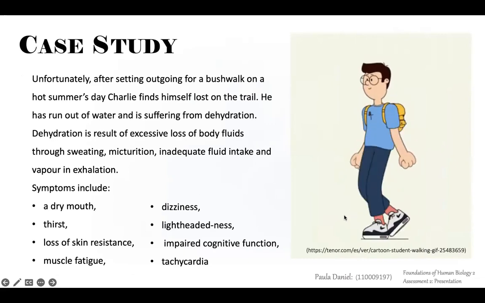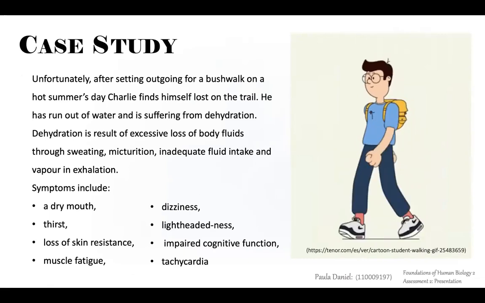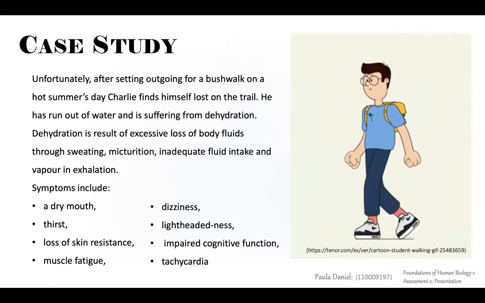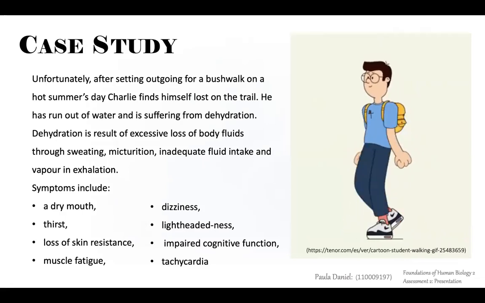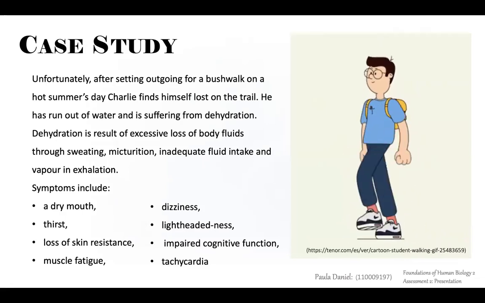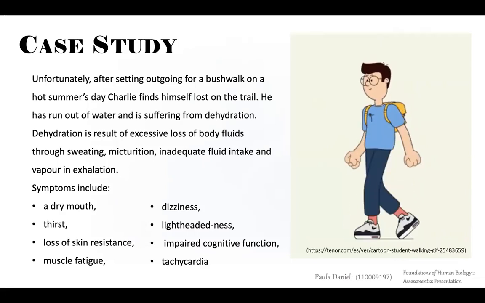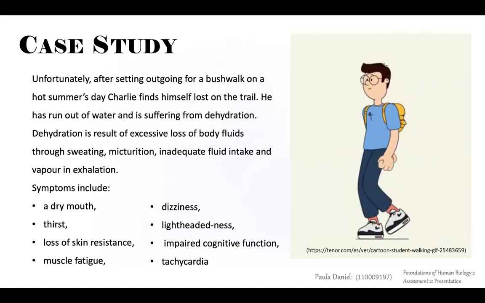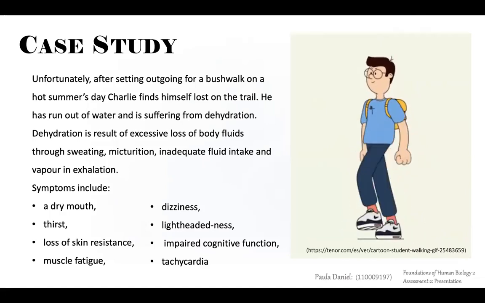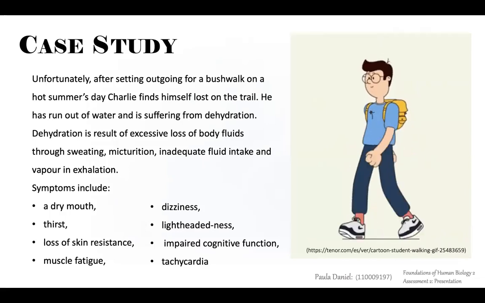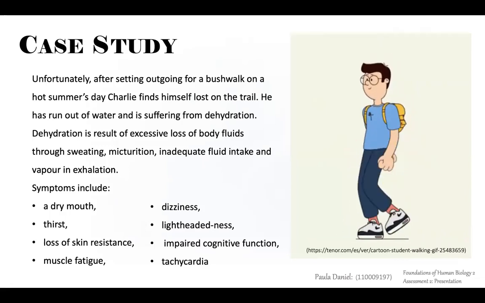So what happens when we become dehydrated, like Charlie? Unfortunately, after going for a bushwalk on a hot summer's day, Charlie finds himself lost on the trail. He's run out of water and is suffering from dehydration. Dehydration is the result of excessive loss of body fluids through vapor in exhalation, sweating, micturition, and inadequate fluid intake. Symptoms that Charlie might be experiencing include a dry mouth, thirst, loss of skin resistance, muscle fatigue, dizziness, impaired cognitive function, and tachycardia. In extreme cases, dehydration can lead to death.